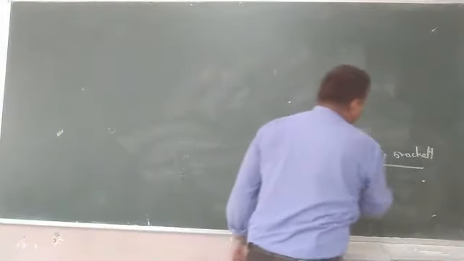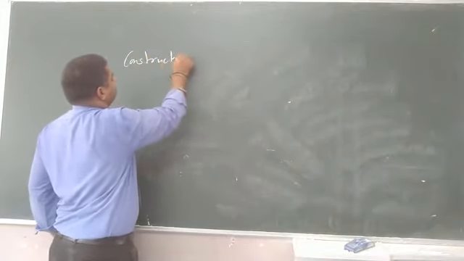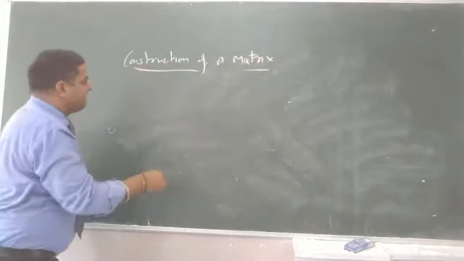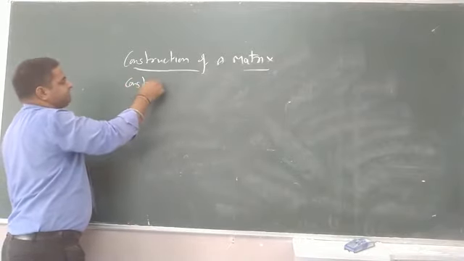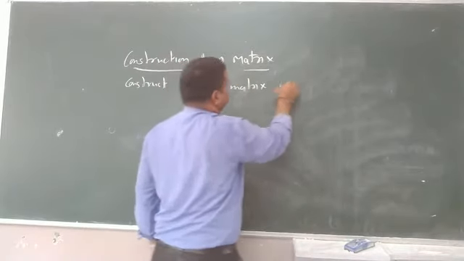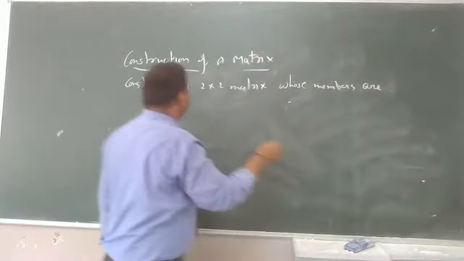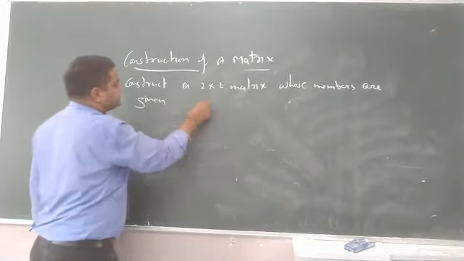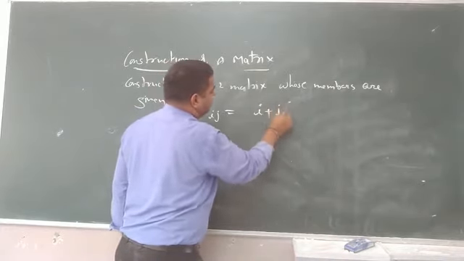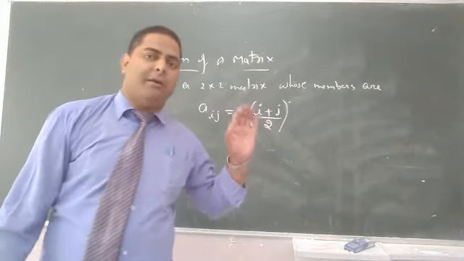Now, we are going to discuss construction of a matrix. How do we construct a matrix? Question is, construct a 2 into 2 matrix whose members are given in the form Aij is equal to (i plus j) divided by 2. Now keep in mind, we have to write a matrix.